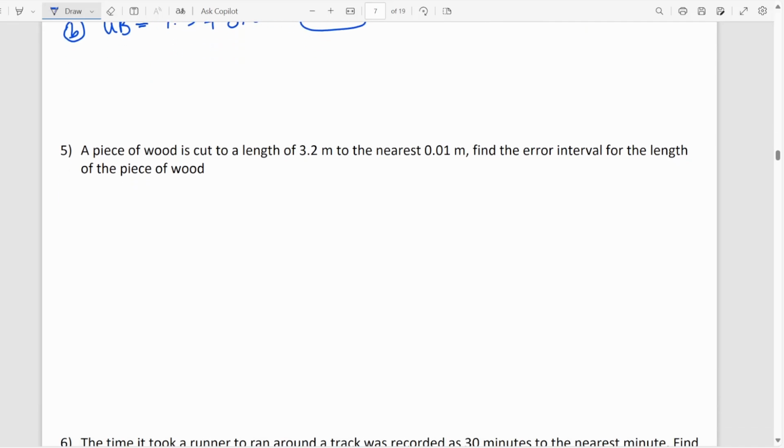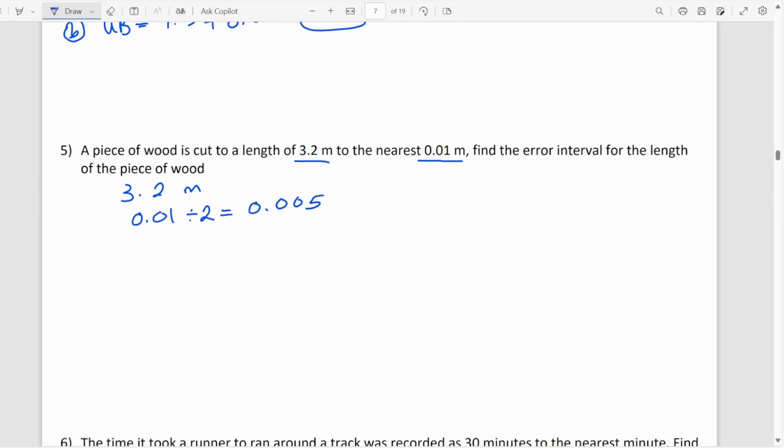Okay, question 5. A piece of wood is cut to a length of 3.2 meters to the nearest 0.01 meters. Find the error interval for the length of the piece of wood. Okay, so 3.2 meters, and the unit of round is 0.01 meters. So we're going to divide that by 2, and we get 0.005.